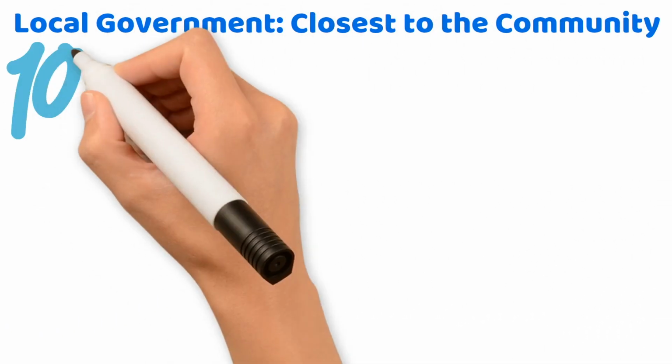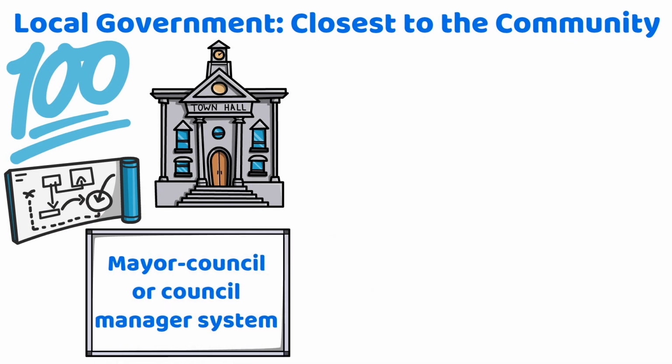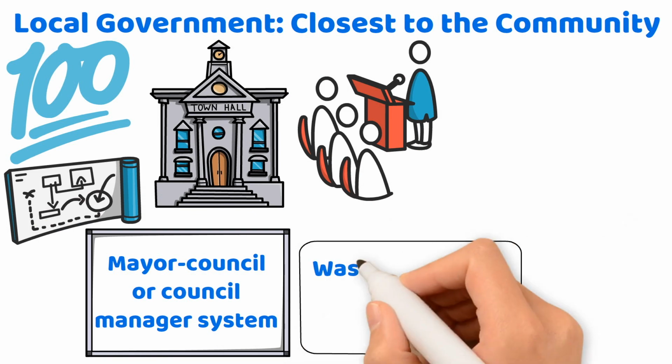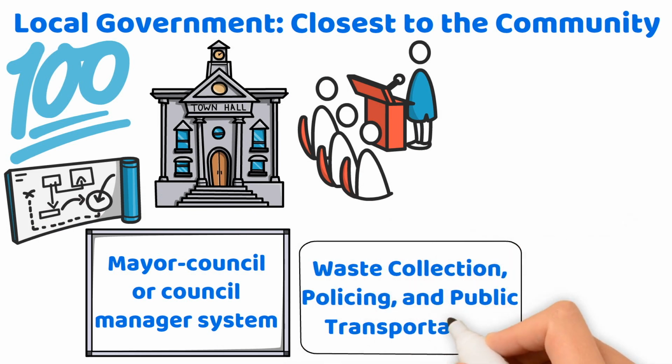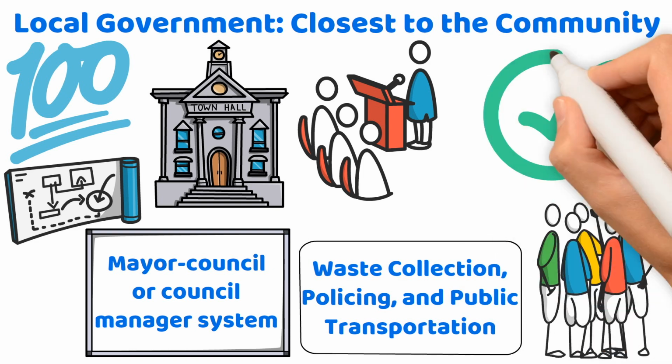The structure here can vary significantly, but often includes a mayor-council or council-manager system. Local governments deal with day-to-day community services like waste collection, policing, and public transportation. Their direct impact on citizens' daily lives makes them a crucial layer of governance.